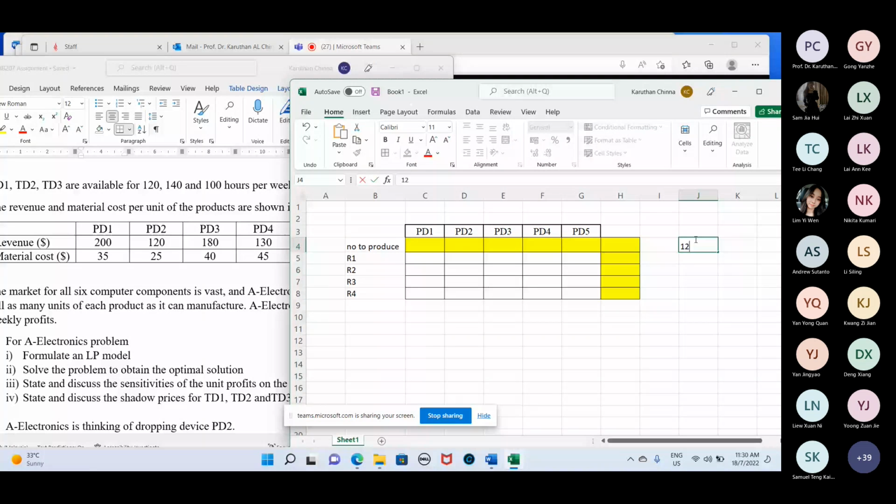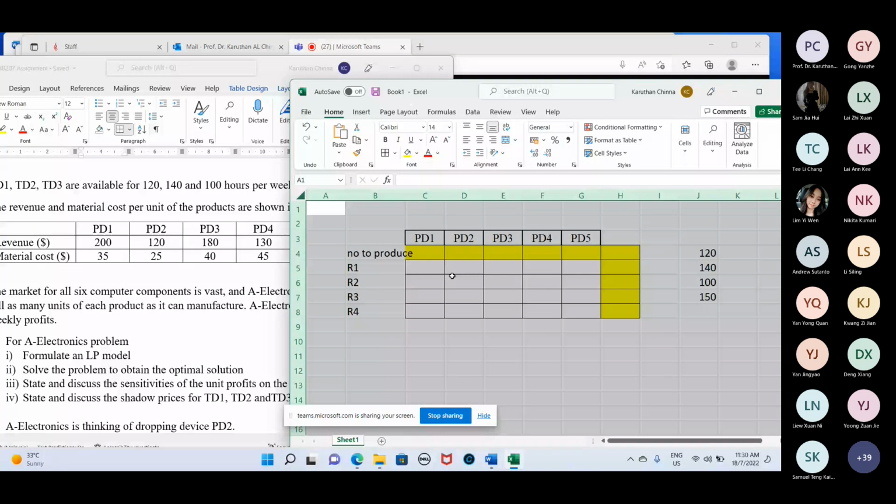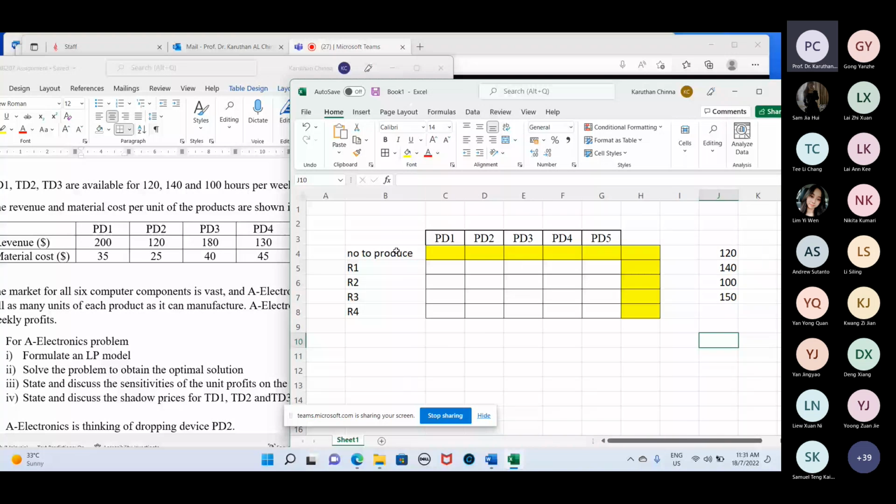120, 140, 100, and let's say 4, right? 150. I just added 1 more because I shall not give you the exact question. So now I'm taking only 5 products and 4 resources. Okay, let me put some values here.